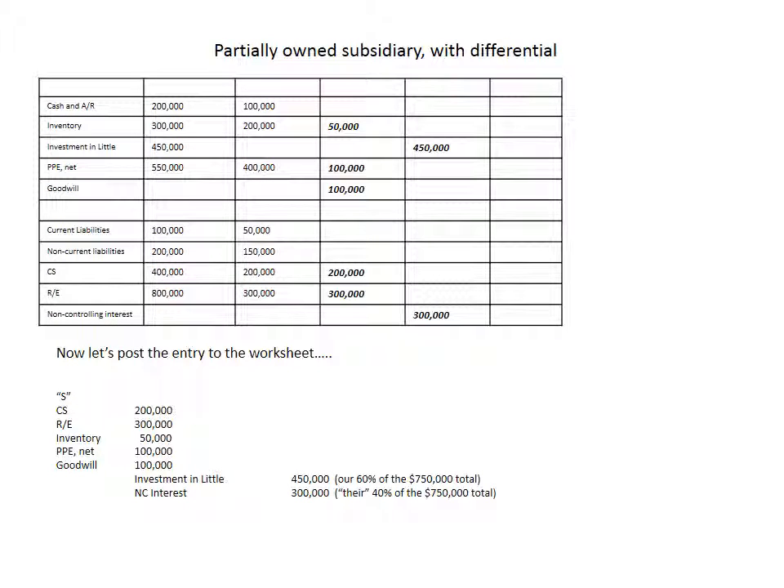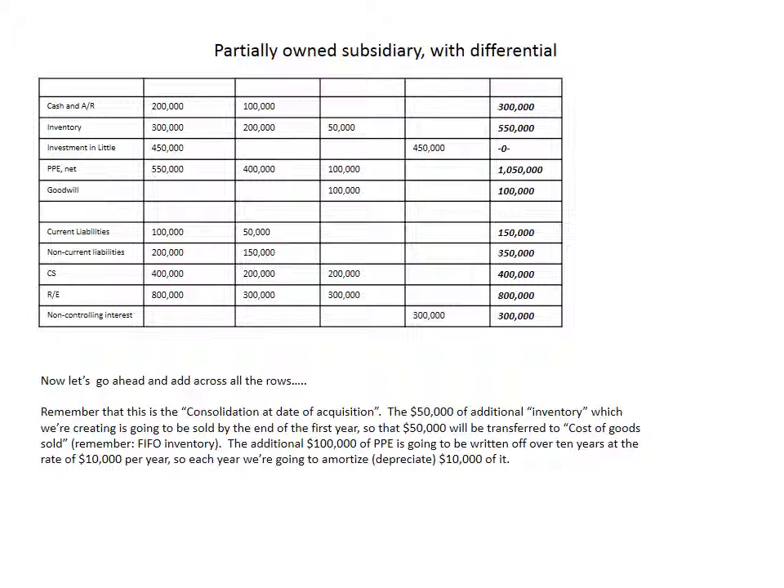So we go ahead and post that entry to the worksheet, debits to the debit column, credits to the credit column, and we add across, keeping in mind the debit and credit rules. Now remember, this is a consolidation at date of acquisition. In the subsequent year, after we do this on January 1st, at the end of the first year, we've created $50,000 of additional inventory, assuming a FIFO inventory flow. That inventory is going to be sold by the end of the year.